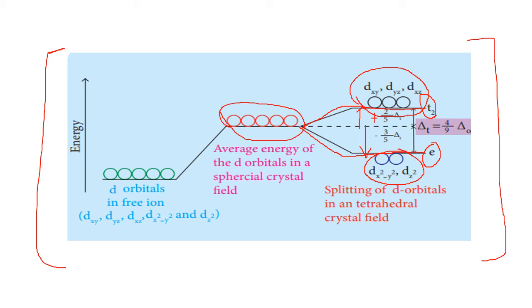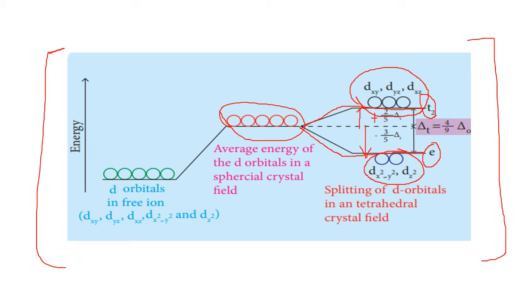So plus 2 by 5 delta T and minus 3 by 5 delta T. How does this come? Because on the opposite side we have two orbitals, dx square minus y square and dz square. Out of 5 orbitals we have 2 orbitals on the opposite side, so we have 2 on the top, that is plus 2 by 5 delta T.